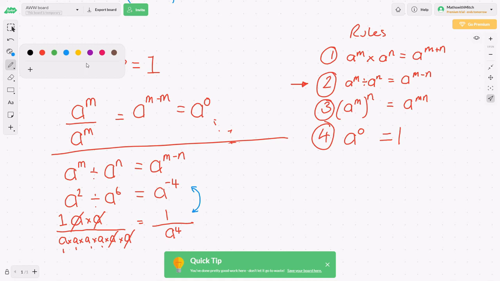So we're going to have that as rule number 5. We're going to say a to the power of negative m is the same as 1 over a to the power of m.